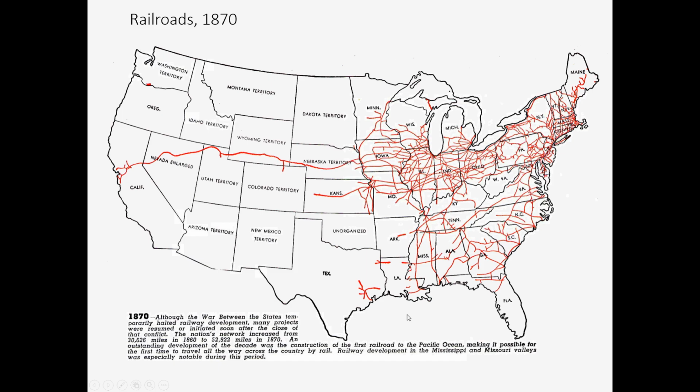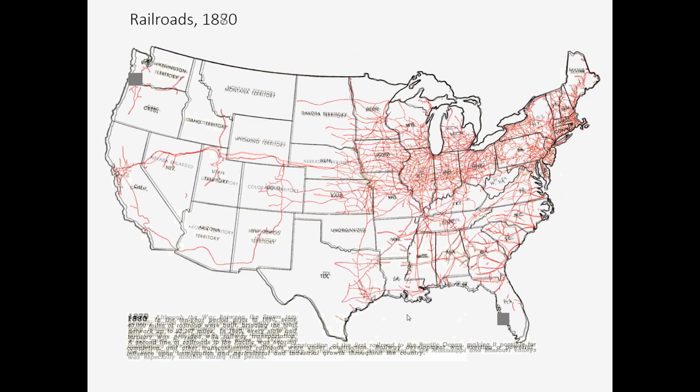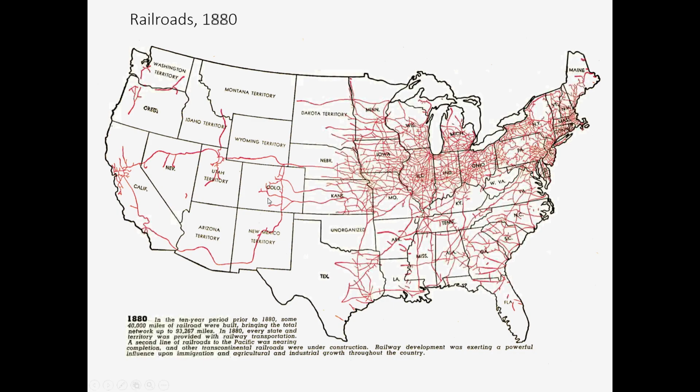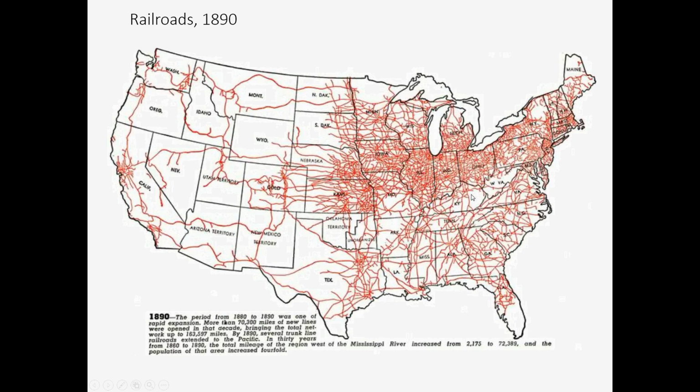Then 10 years later, in 1880, you see a good deal of rail construction in the West and massive rail construction, especially in the Great Lakes area. The rapidly industrializing cities like Chicago, like Cleveland, like Detroit, and you get a sense of the level of economic growth. And then by 1890, you have an incredible amount of railroad construction.